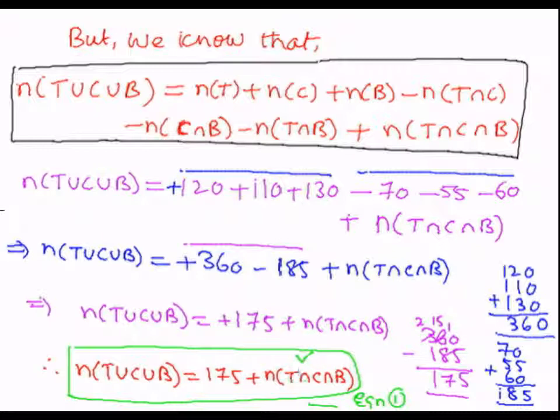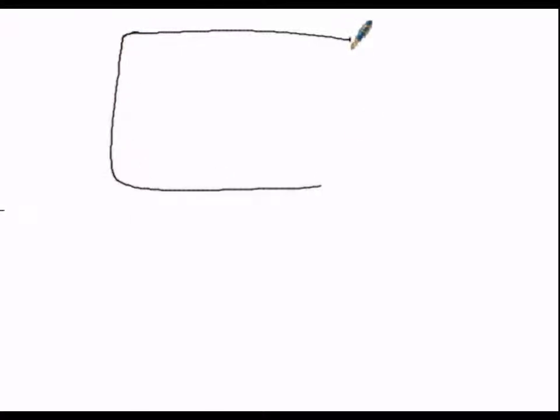Then in the next logical step, I am going to draw the Venn diagram. In this Venn diagram, there are three games.